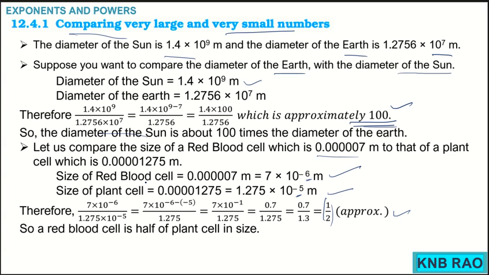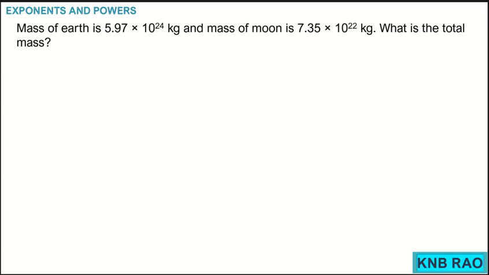Anyways, the procedural way I have explained, you can pause the screen and go through it carefully. Now coming to the mass of the earth. Mass of the earth is 5.97 into 10 to the power 24 kg, whereas the mass of the moon is 7.35 into 10 to the power 22 kg. Now you know which is bigger? Obviously the earth is bigger, but what is the total mass? You are asked to find the total mass.